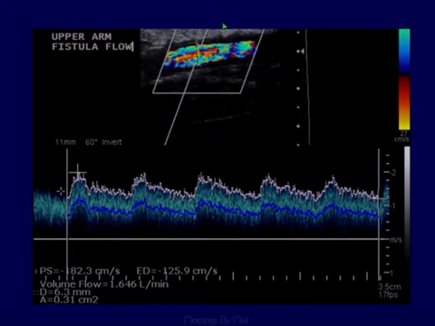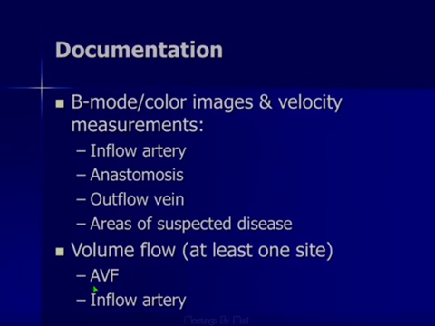Here's an example of a volume flow calculation, again, opened wide up, and we can see these vertical calipers placed here over 5 cardiac cycles, and we're taking an average of the velocity between those two markers. And in this instance, the volume flow comes out to 1.6 liters per minute, which is great. That is really fantastic.